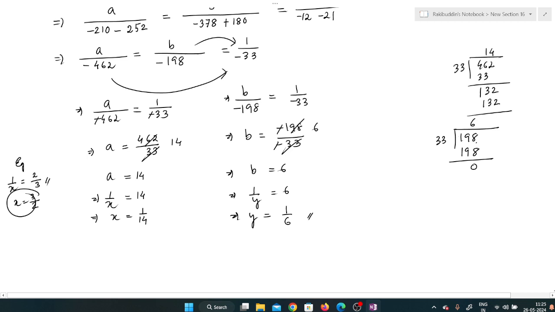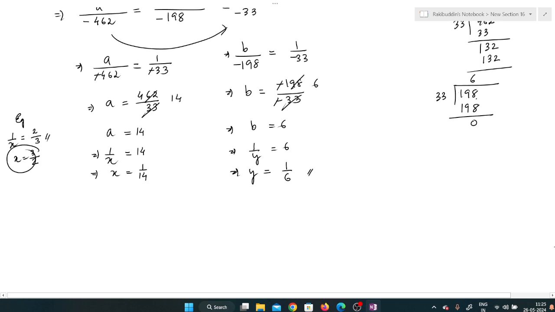Now let us go to another question of a different type. A different type of question where you need to again reduce to linear equations in two variables. Okay, why do we need that? Let's see.